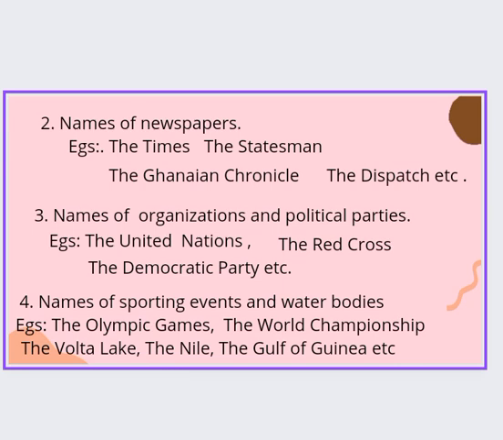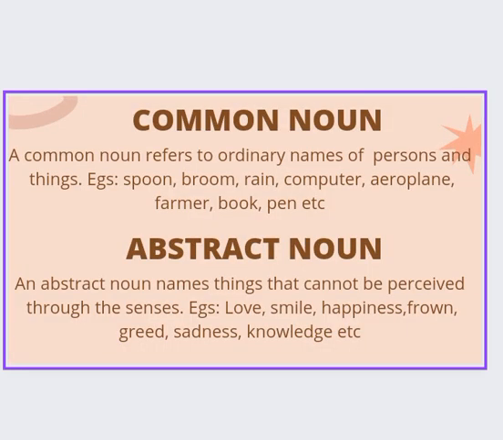All right, let's continue. So we also have the common noun. A common noun refers to ordinary names of persons and things. So example, we have spoon, broom, rain, computer, aeroplane, farmer, soldier, nurse, butcher, book, pen. They are all examples of what? Common nouns. They are the common nouns because they refer to ordinary names of persons and things. I hope you are getting along very well.